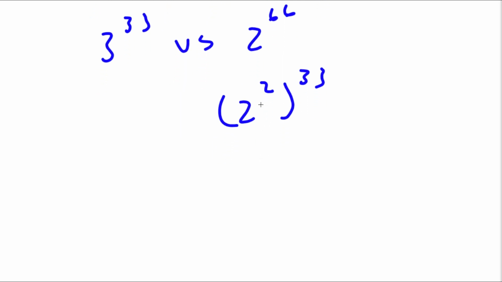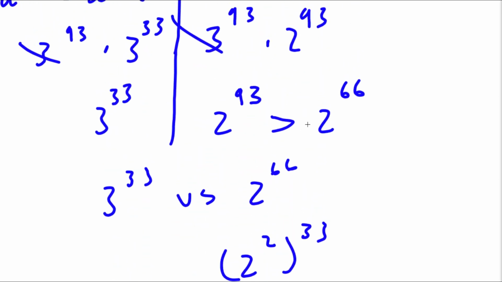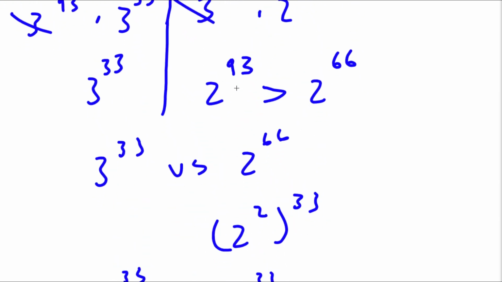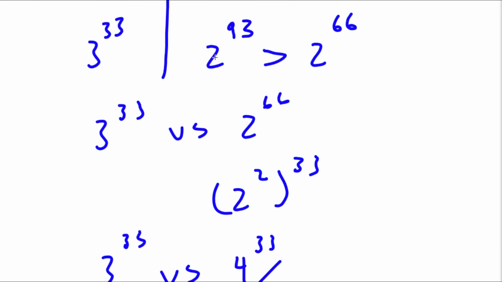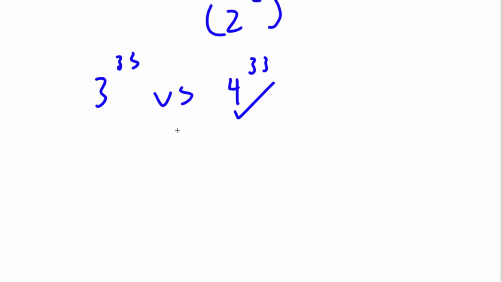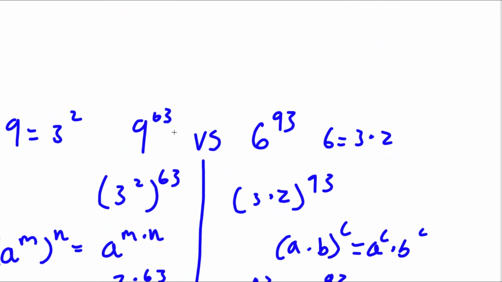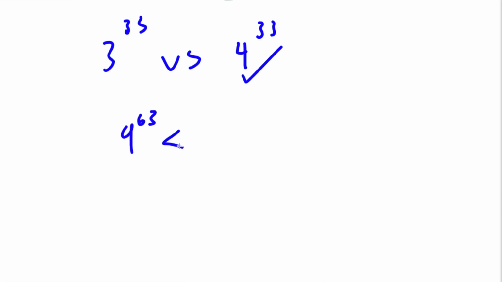Now 2 to the power of 2, that's the same as 4. So I have 4 to the power of 33. And as you can see, now I have 3 to the power of 33 versus 4 to the power of 33. So obviously 4 to the power of 33 is greater, meaning because 2 to the power of 66 is less than 2 to the power of 93, this means that 2 to the power of 93 is much greater than 3 to the power of 33. So in conclusion, 9 to the power of 63 is less than 6 to the power of 93.